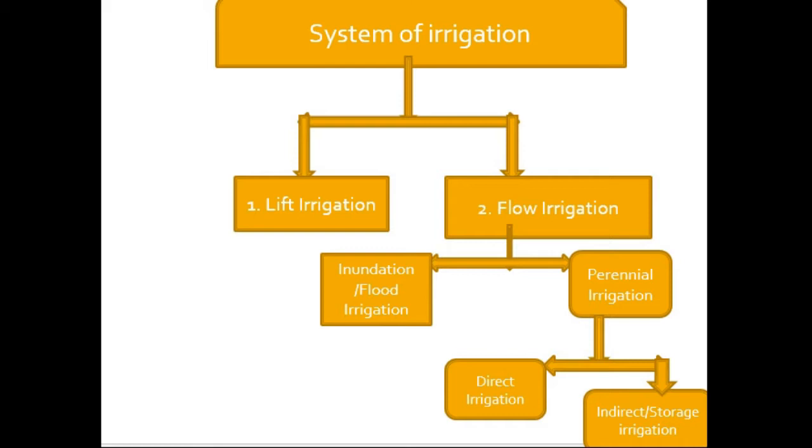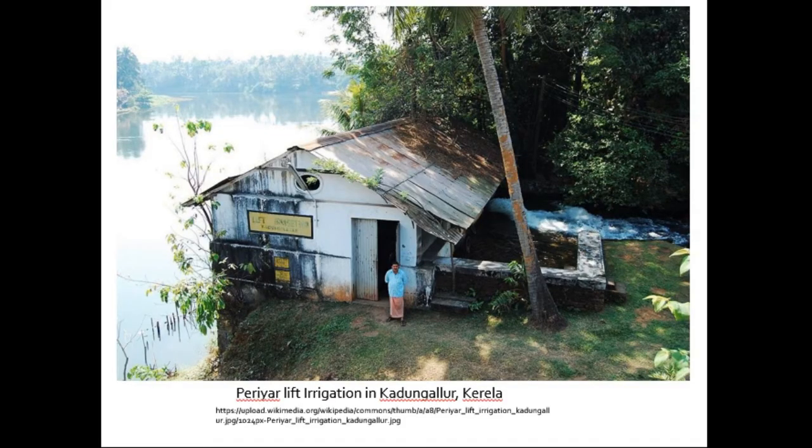Furthermore, the perennial irrigation system can be classified into two types: first is direct irrigation, second is indirect irrigation or storage irrigation system. Now, first we will go through the lift irrigation system.